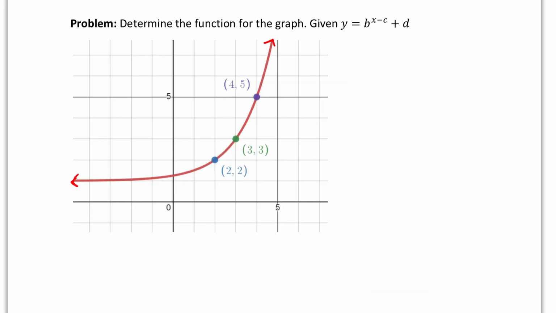All right, so I'll give you guys a real tough one. Go ahead and try this one on your own. You've got y equals b to the x minus c plus d. We have 3 points: (2, 2), (3, 3), (4, 5). Go ahead and plug in the points and try to solve for the exponential equation.